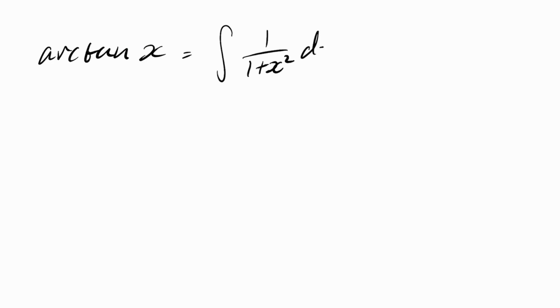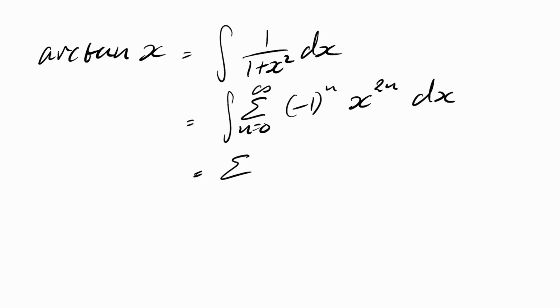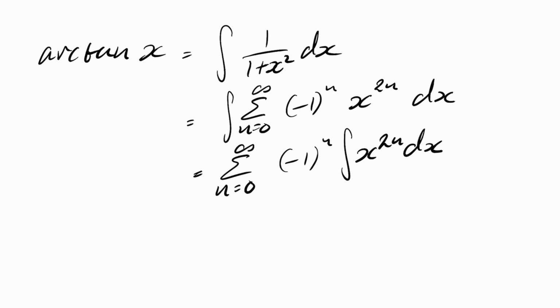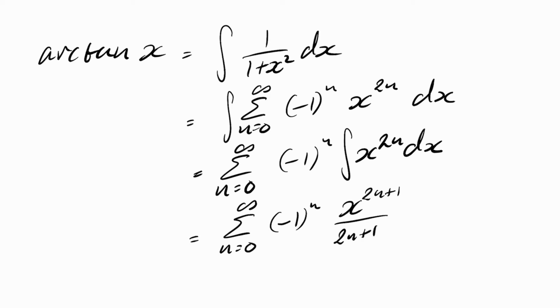So arctan, we know, is the integral of 1 over 1 plus x squared. We can swap the sum and the integration sign. The minus 1 to the n is just a constant. So the integration that we need to do is of x to the 2n. And we're left with the sum from n equals 0 to infinity of minus 1 to the n, x to the 2n plus 1 over 2n plus 1. And note that by using the same trick of looking at the series when x is equal to 0, we can see that the constant of integration must be 0 for this.